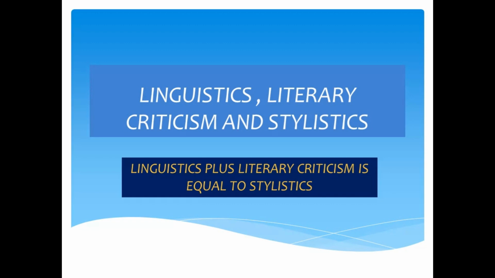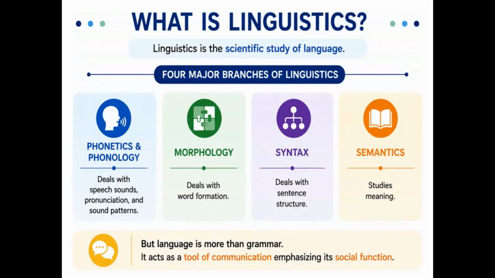In this video we will study one of the most important units from MEG 4, Aspects of Language, that is the connection between linguistics, literary criticism and stylistics. We can also say that linguistics plus literary criticism is equal to stylistics. Now what is linguistics? Linguistics is the scientific study of language.